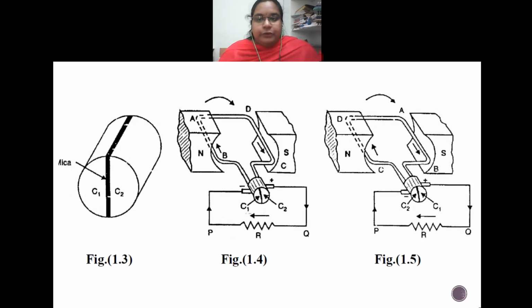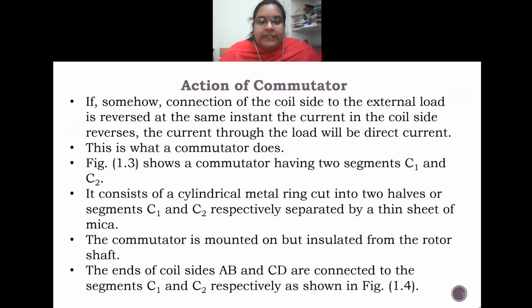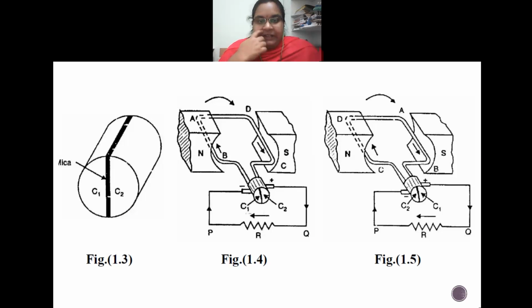So what we are going to do is keep this commutator onto the conductors, but the rotor shaft will be different. We should make sure that the shaft is not touching the commutator. Now, the ends of the coils AB and CD are connected to the segments C1 and C2 respectively. So the conductor AB will be connected to C1, and the conductor CD will be connected to C2.